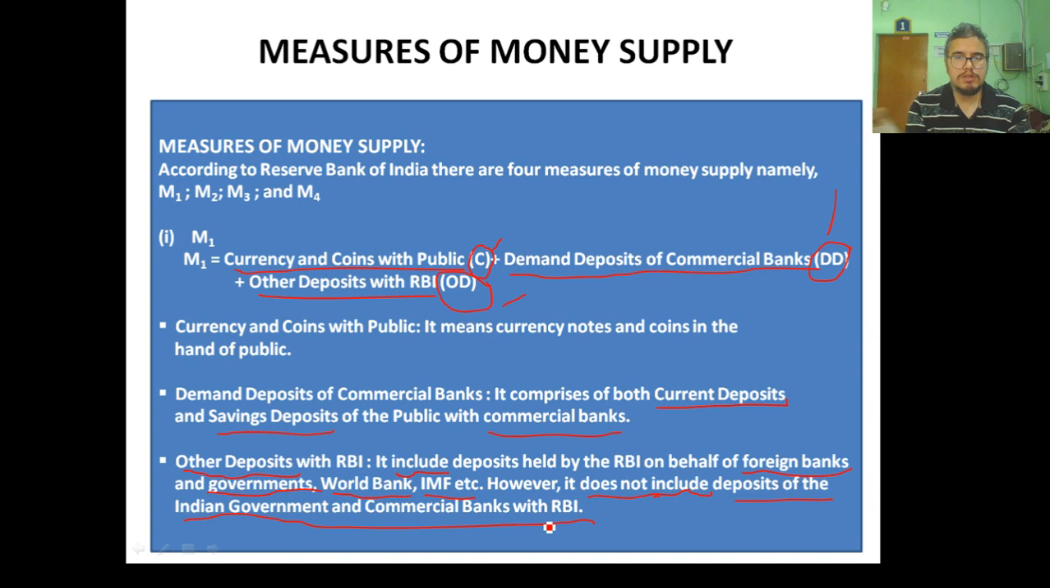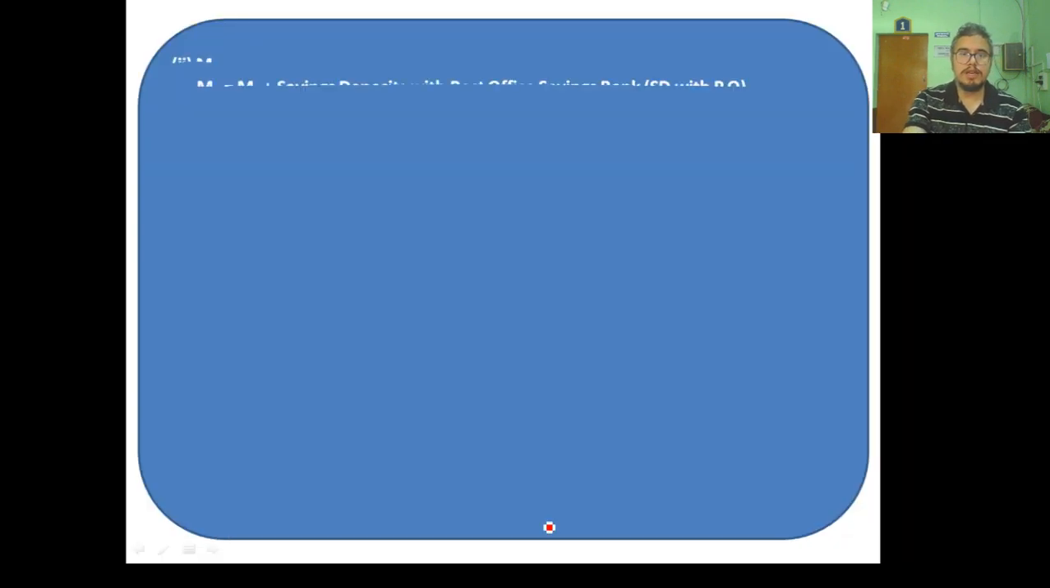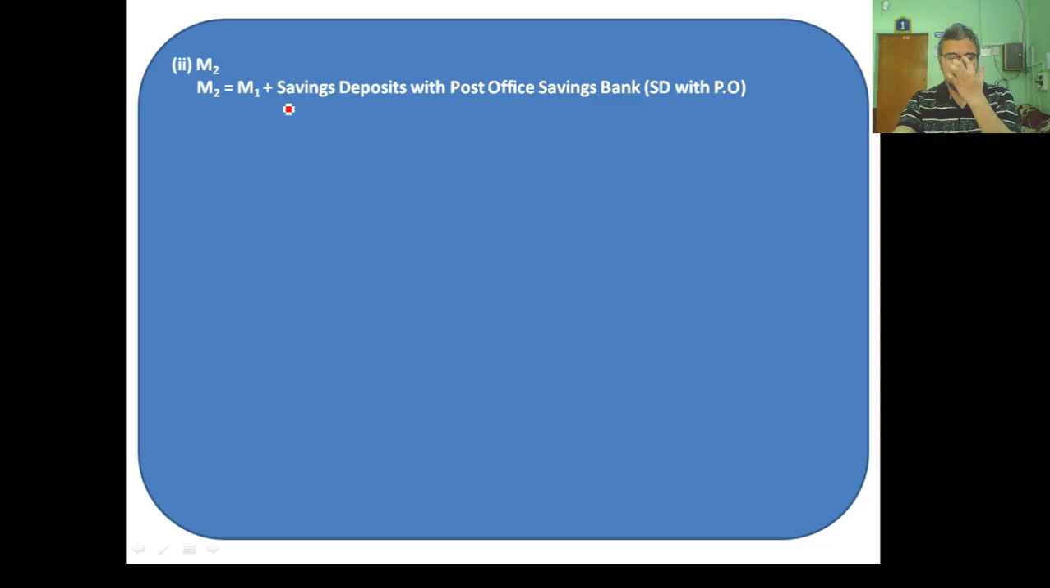Now we will move on to other measures of money supply. M2, measures of money supply. What does M2 mean? Now M2 comprises M1. We have already discussed what M1 means, and it comprises savings deposits with post office savings bank.